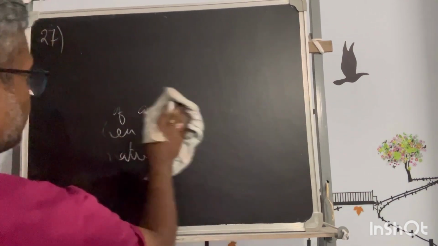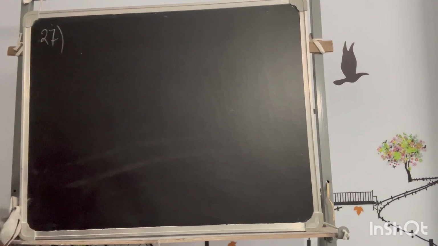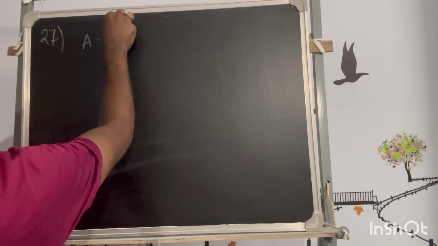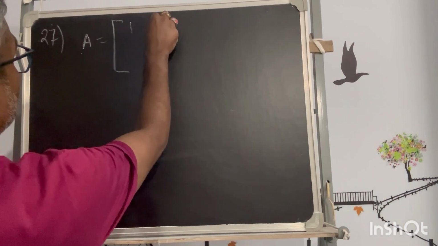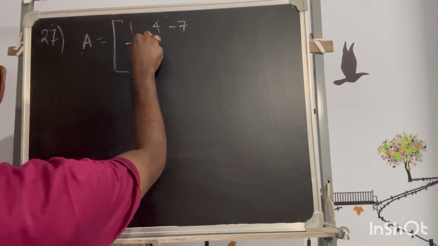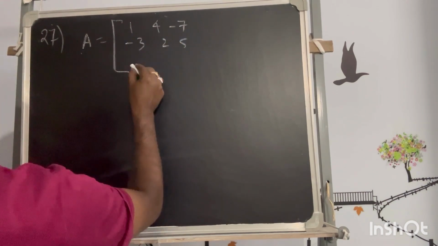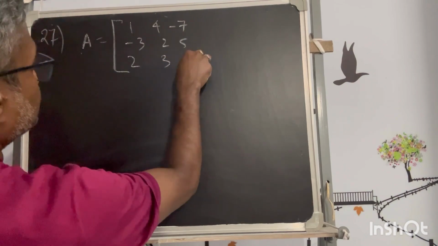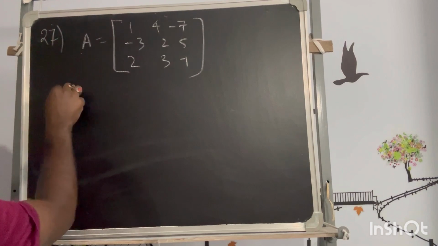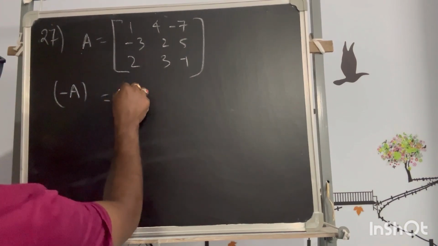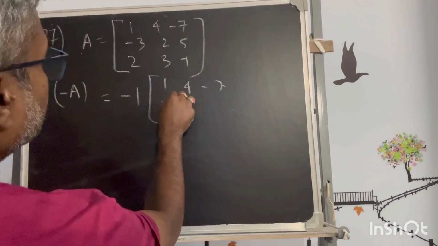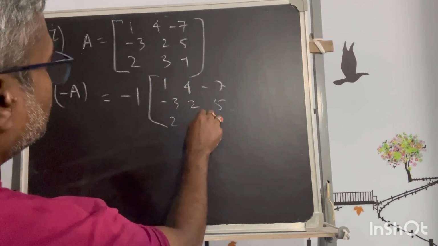Let me show you an example that is given here. This is a very simple problem, even still I am showing you. A is given as 1, 4, 7, -7, -3, 2, 5, 2, 3, -1. So we have to find the additive inverse matrix. Let it be -A, the additive inverse of the matrix. So we have to multiply this matrix with -1.